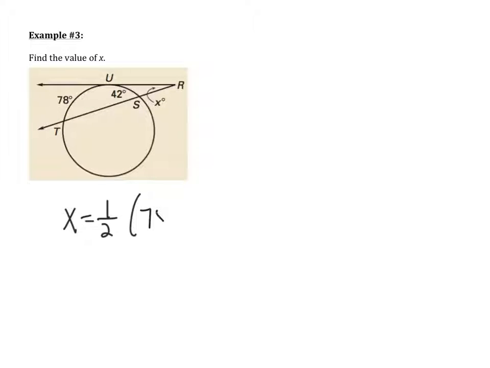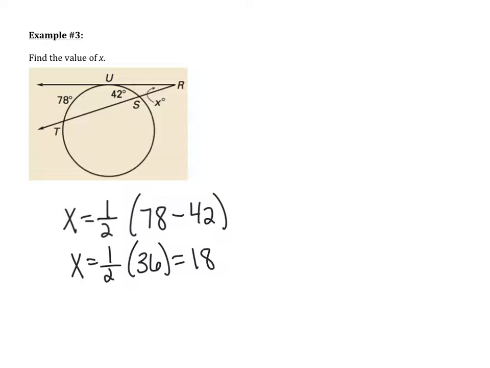So 78 minus 42. And again, follow the order of operations. Take 78 minus 42 first, and then take half of it. So 78 minus 42 is 36, and half of 36 is 18. So this angle out here is 18 degrees.